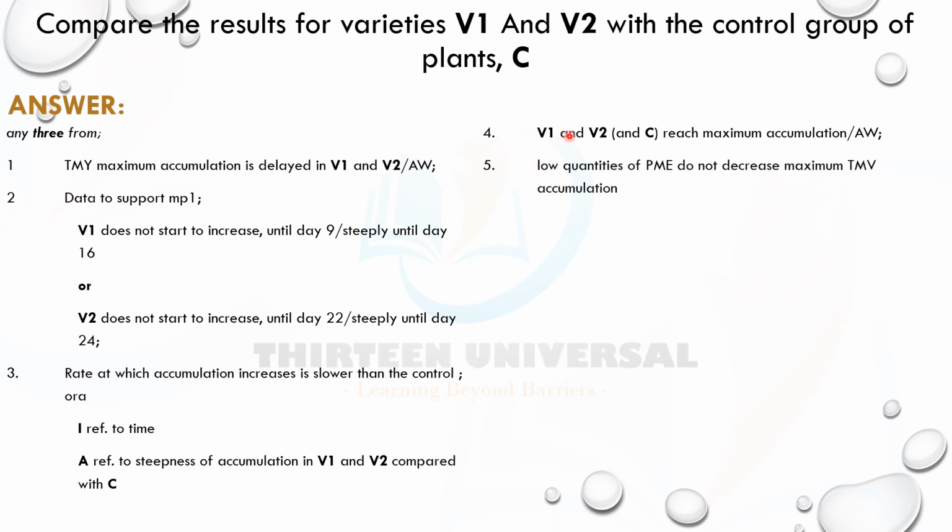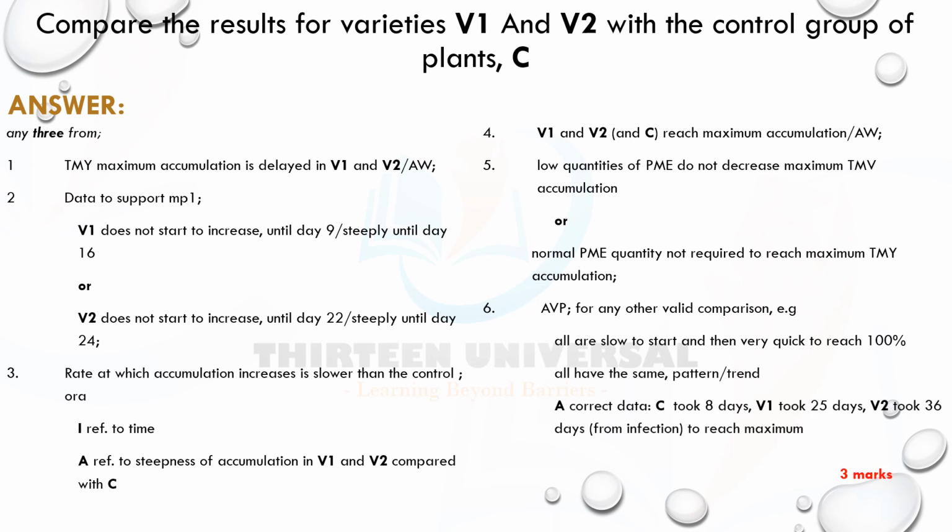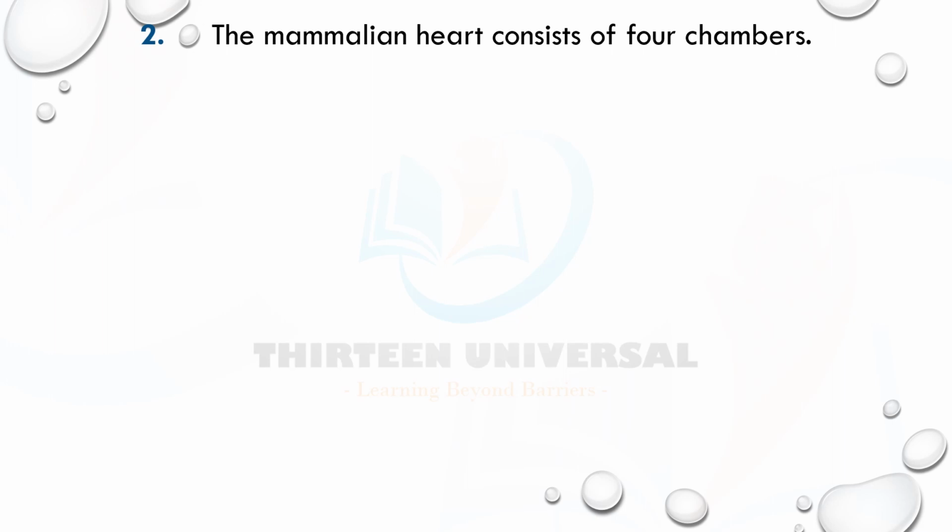Number 4, V1 and V2, these are similarities. They reach maximum accumulation. So low quantities of PME do not decrease maximum accumulation, or normal PME is not required to reach it. So they all reach it. For any other valid comparison, all are slow to start, then very quickly to reach. So all have the same pattern and trend. So anytime they say compare, you must state the similarities and the differences. We're done with that question. Let's go to the next question.